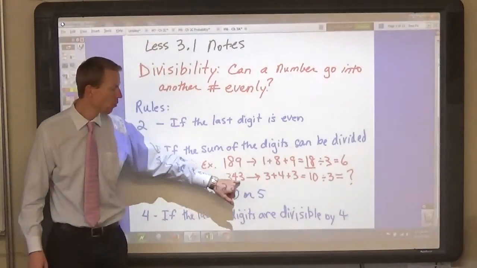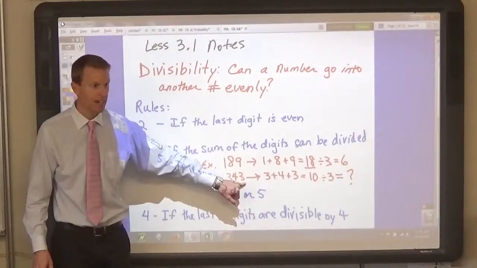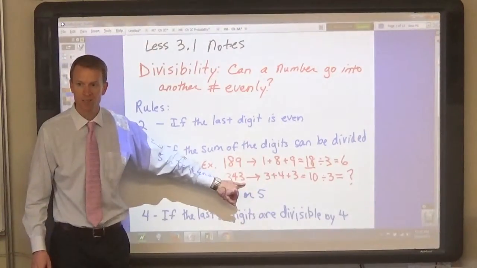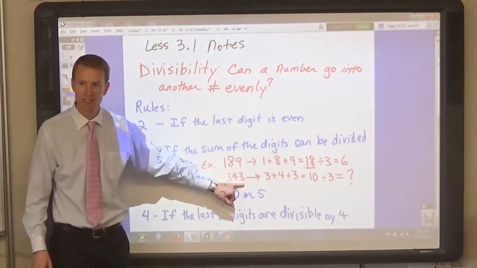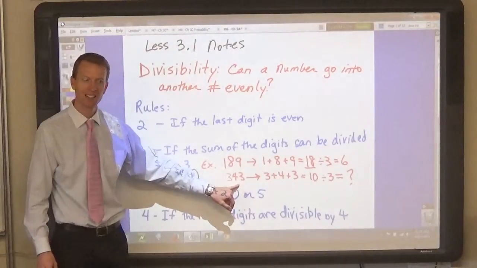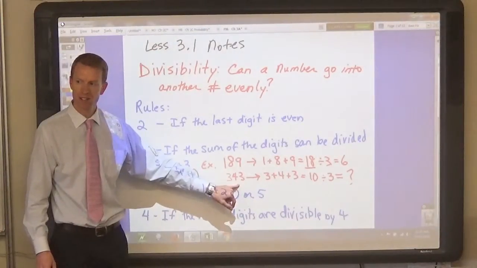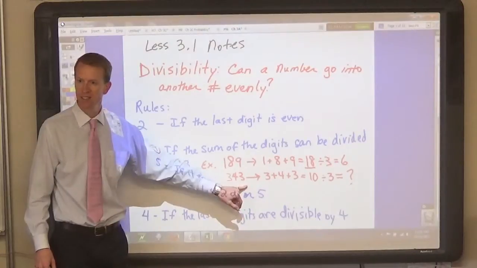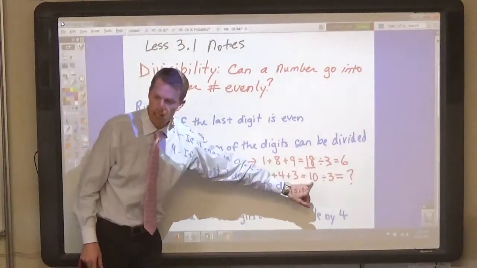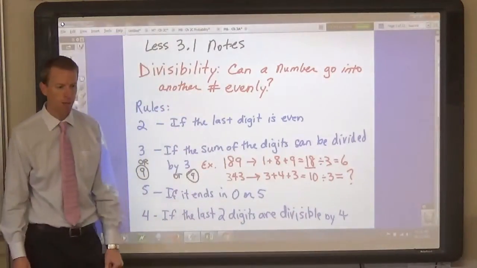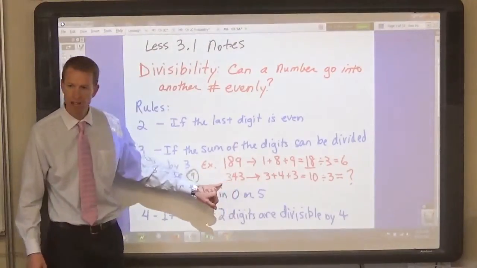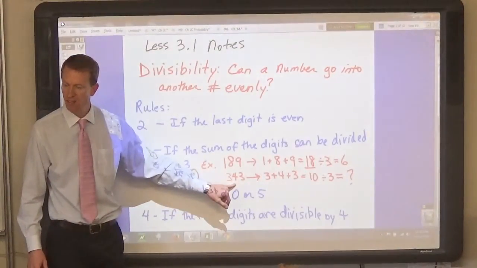How about 343? That has a lot of 3's in it. Is that divisible by 3, Lindsay? When you add the digits, 3 plus 4 is 7, plus 3 is 10. So the sum of these digits is 10. Is that divisible by 3? No. So this number is not divisible by 3.